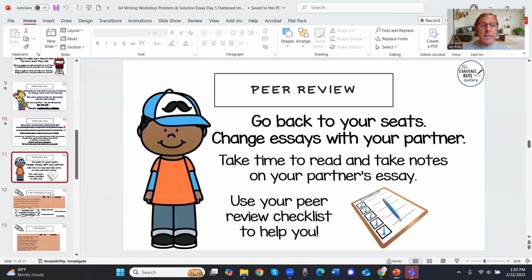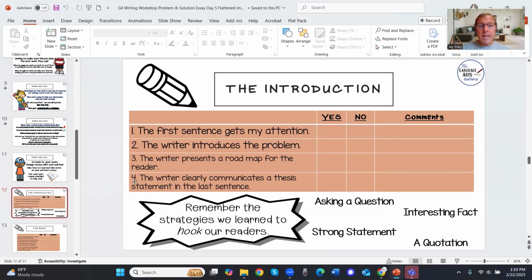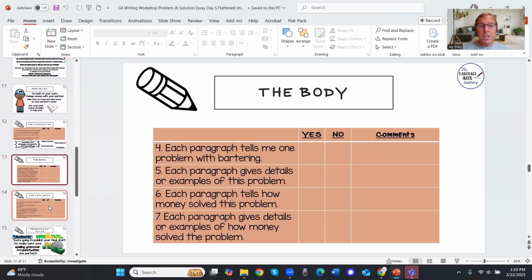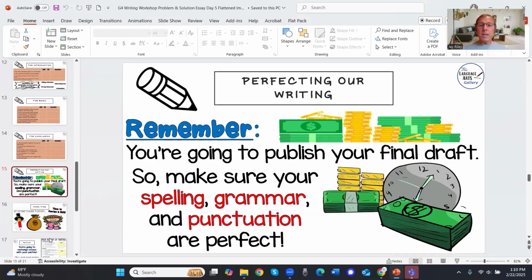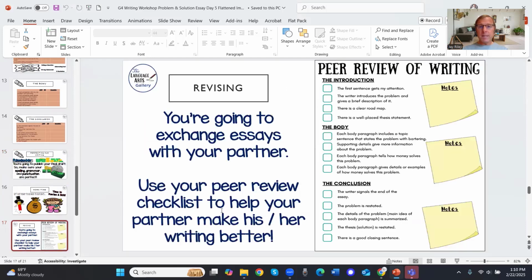Okay, so what I like to do is go through each of these checklists here for the introduction, the body, and the conclusion. And I'll use maybe something I've written. I might use our mentor text, but I want students to see how we go through and check for each of these issues with the introduction, the body, and the conclusion. Then I want us to break out. We're going to publish our draft, so we want to make sure that everything's perfect as we work through this, and we're going to get our classmates to help us.